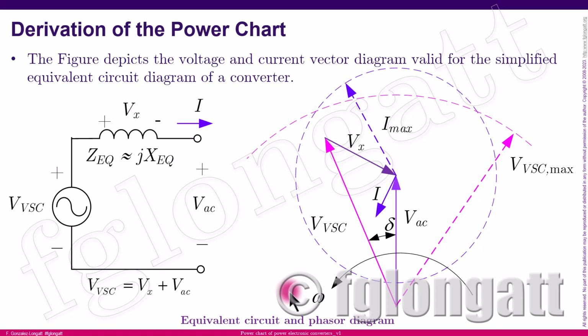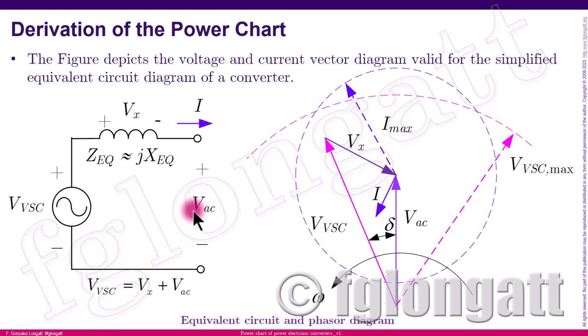We have a very simplified circuit model for representing the situation. On the left-hand side, we have in this circuit the voltage source converter, the internal voltage of the voltage source converter. We have here the voltage drop across the equivalent reactance. In this case, we are combining the filter reactance plus the external grid. And finally, we have here the ideal voltage source, VAC, that is the voltage of the external grid.